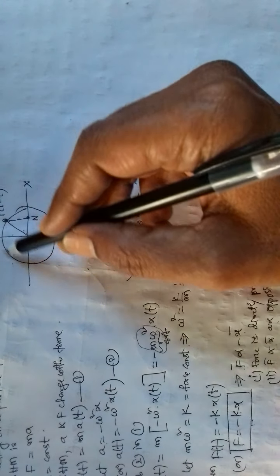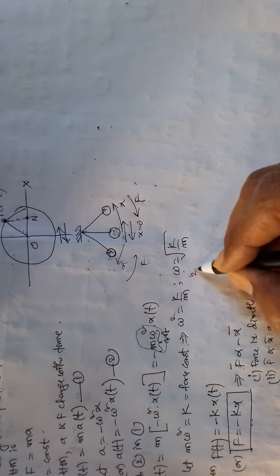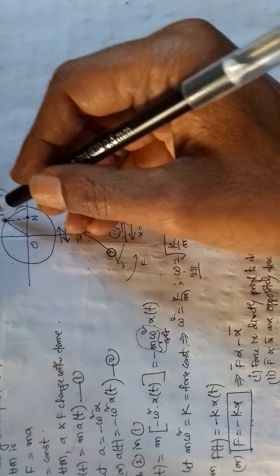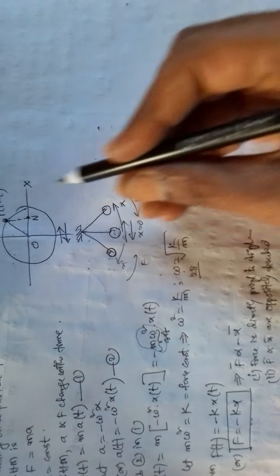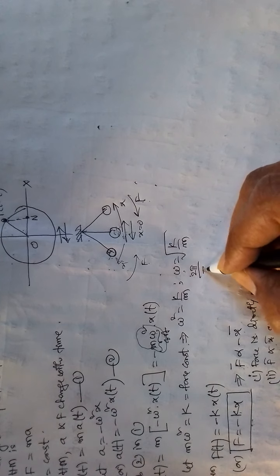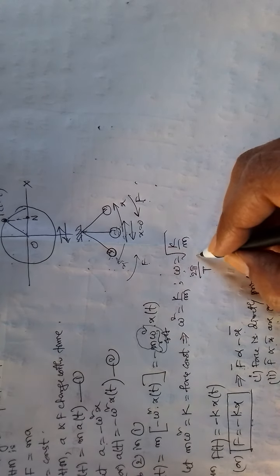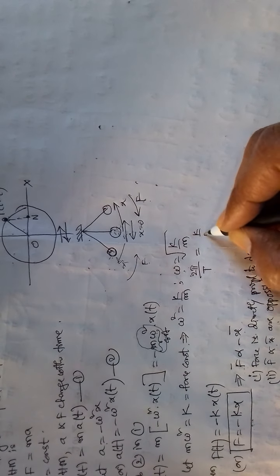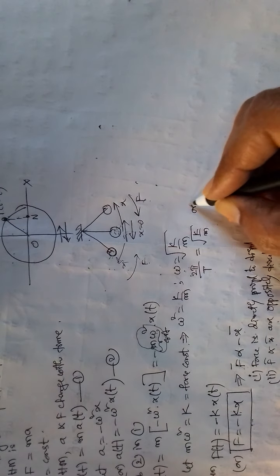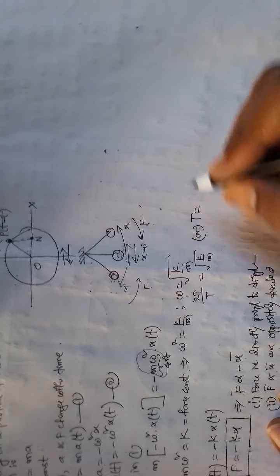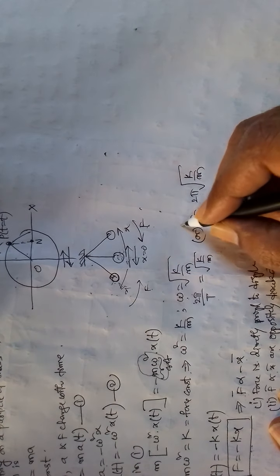Here in one rotation it is making an angle of 2 pi radians. And to make 2 pi radians, how much time is taken? Time taken to complete one rotation is called the period, and that is denoted by T. So omega is nothing but 2 pi by T. So 2 pi by T is equal to root of k by m, or T is equal to 2 pi root of m by k.